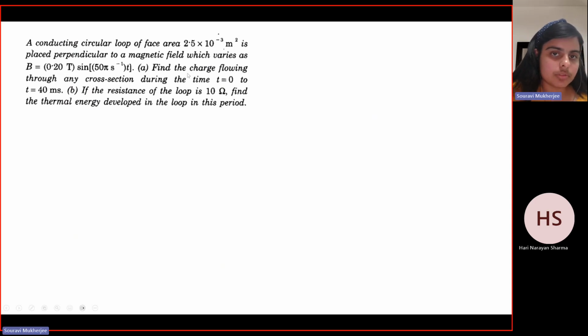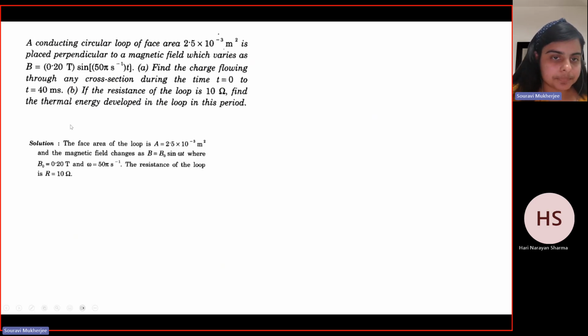So for the charge flowing, the magnetic field is a function of time, so there'll be a net EMF, there's a net induced current, and current is nothing but flowing of charges, right? So you have to find the net charge that flows in 40 milliseconds. And then the loop resistance is given. We have to find the thermal energy. So how do we do it?